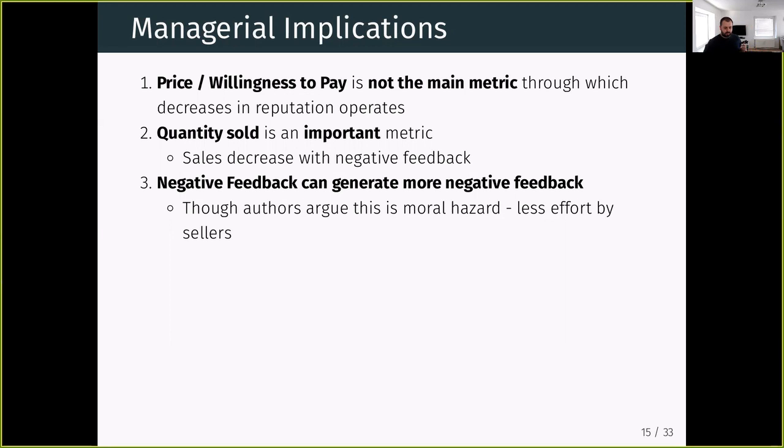So they're the main takeaways from that paper, essentially. It's not price, it's sales. And once you start to see negative feedback, there's potential that it's going to come more often.